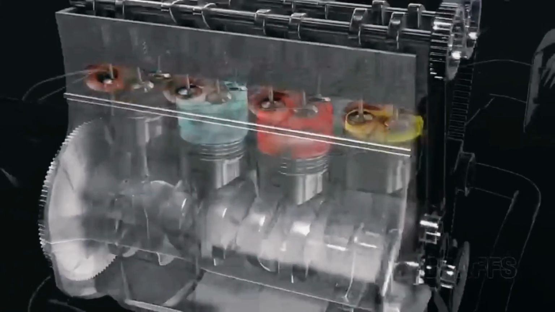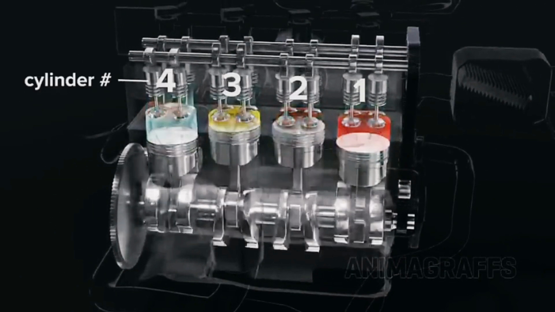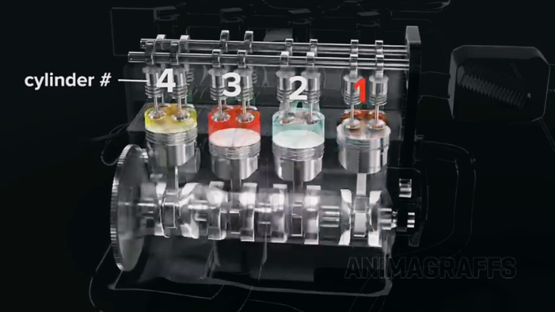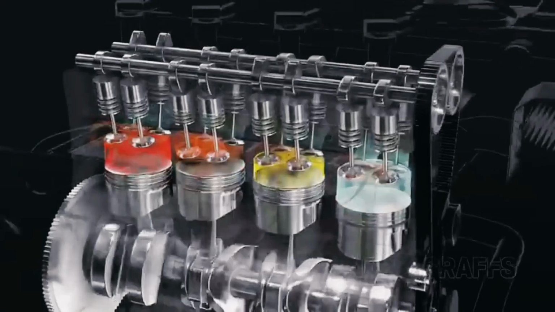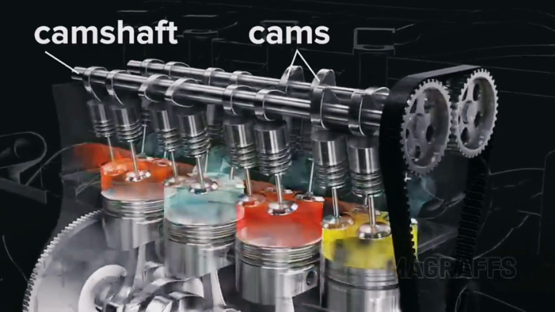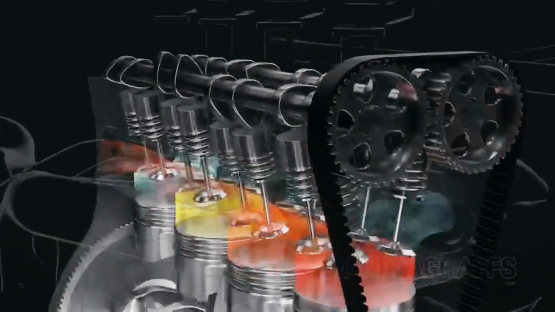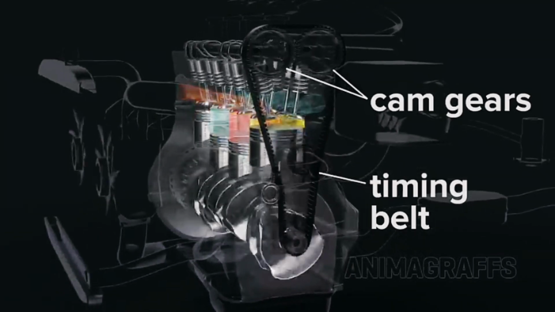Connecting multiple pistons. For smooth power delivery, pistons take turns firing. The firing order for this engine is 1, 3, 4, 2. Camshafts with specially shaped cams push spring-loaded valves open in turn. Cam gears and a timing belt or chain link everything to the crankshaft, and it all spins together.